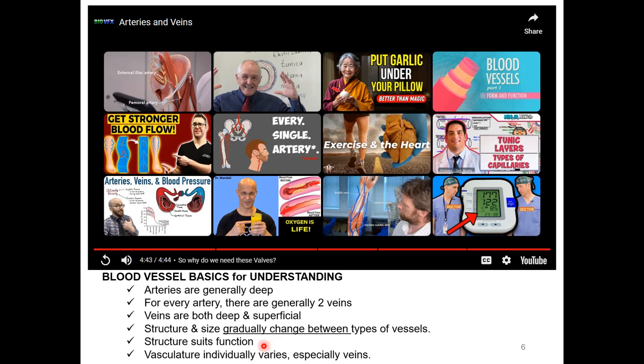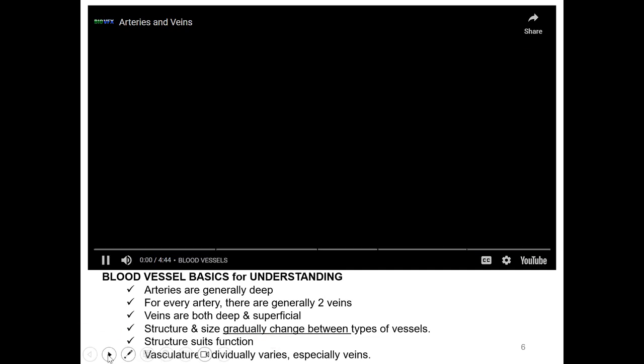Structure of the vessels suits their function and the amount of pressure that they are placed under. And two, vasculature. When we go to lab and on your lab list, we're going to learn some major arteries and veins, but the vasculature in humans varies, especially in the venous system.